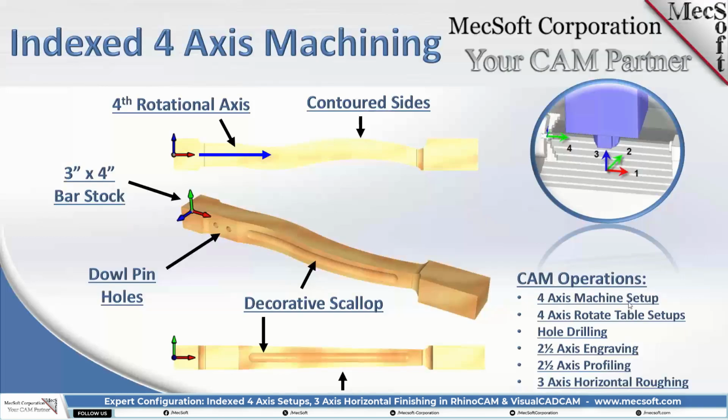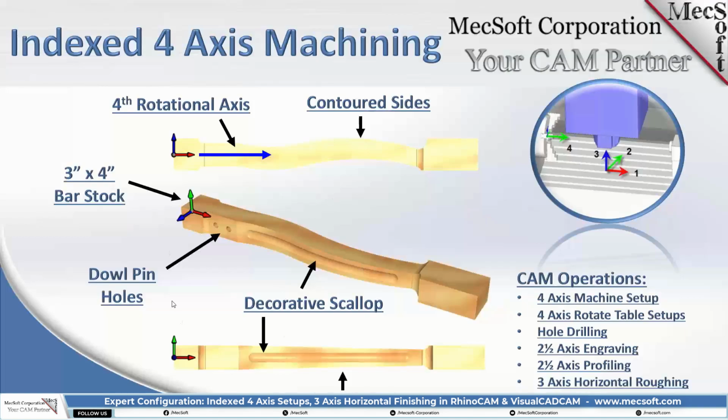Here's a list of some of the operations that we're going to be using in each of the indexed positions. As far as the 4-axis mechanisms go, we're going to be introducing rotate table setups, which is going to be rotating the fourth axis, fixing it in that position, and then we're going to be performing hole drilling, 2.5-axis engraving, profiling, and 3-axis horizontal roughing and finishing in those indexed fixed orientations.